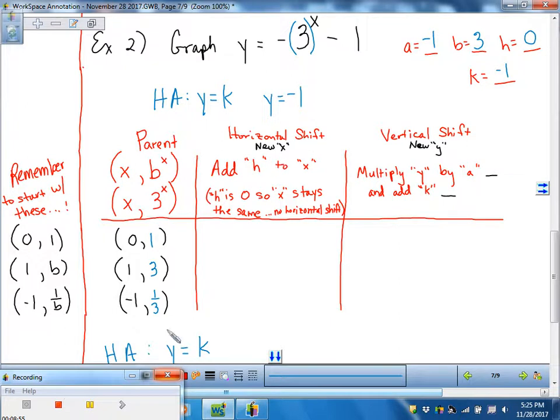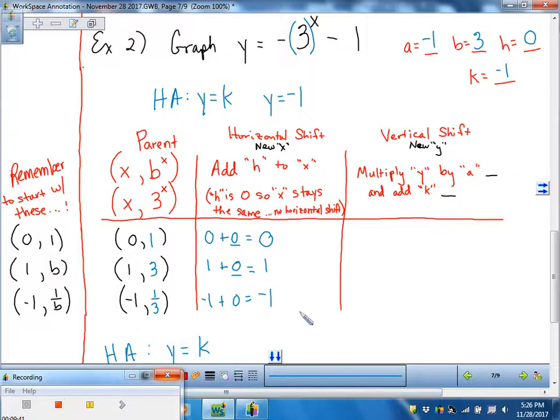Now that I've done that, we're going to do our horizontal shift. We're going to add h to each x, and you'll notice since h is 0, nothing's going to happen. It's going to stay in the same place, so there is no horizontal shift. So 0 plus 0 is 0. 1 plus 0 is not 0, it's 1. Negative 1 plus 0 is negative 1. So in all of these, our original x changed not at all because our h was 0. So these are our new x's.